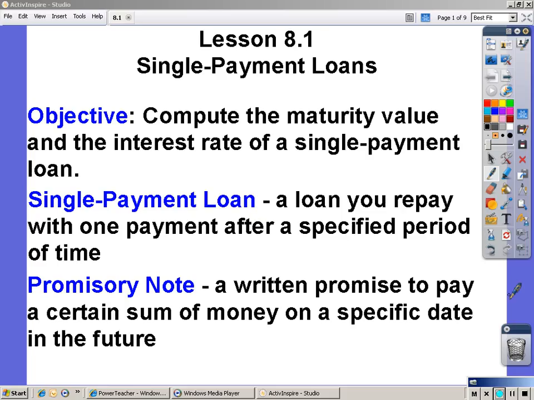Okay, lesson 8.1, single payment loans. The objective of the lesson is to compute the maturity value and the interest rate of a single payment loan. A single payment loan is a loan you repay with one payment after a specified period of time. A promissory note is a written promise to pay a certain sum of money on a specific date in the future. If at any time you need to press pause or rewind, please do so.